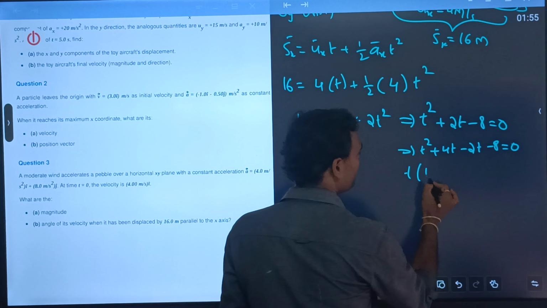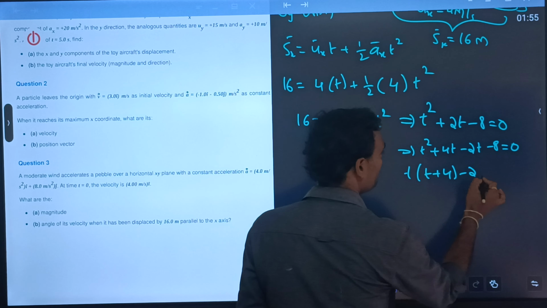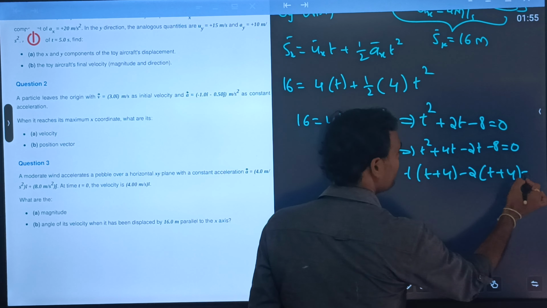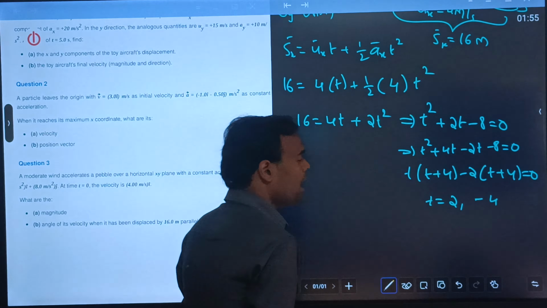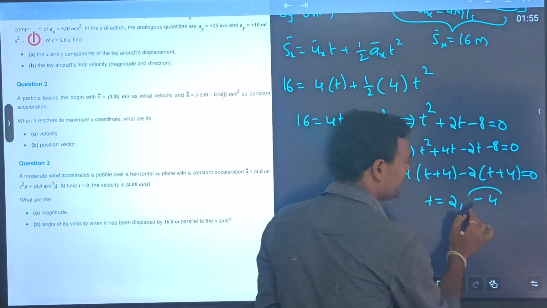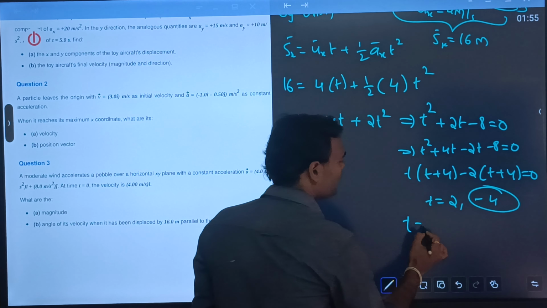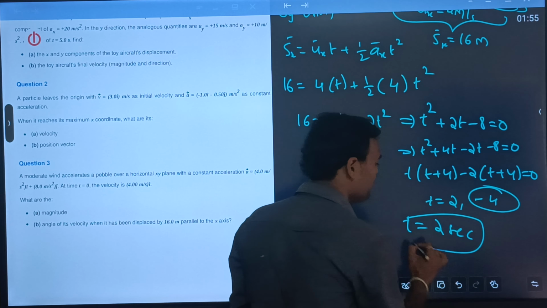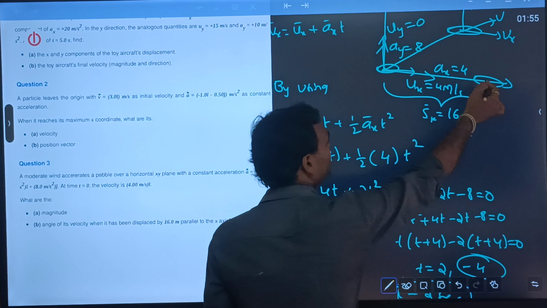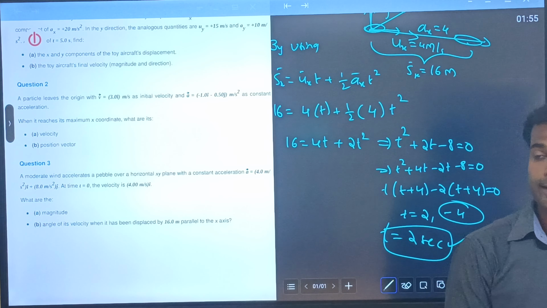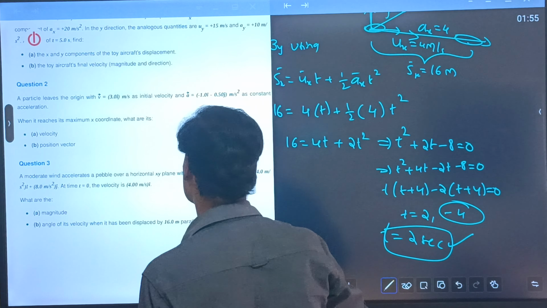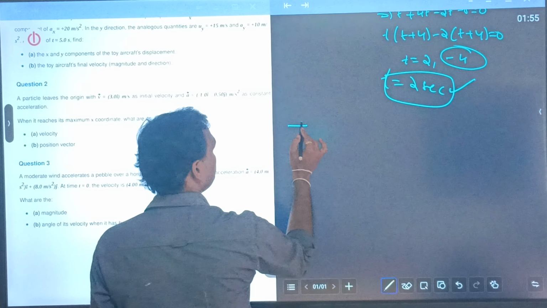Then t(t plus 4) minus 2(t plus 4) equals 0. So t is equal to 2 seconds or minus 4. Obviously, time will not be negative, so this will be neglected. So the time taken to travel 16 meters for the object from here to here is equal to 2 seconds, right? Now we are going to find the velocity.